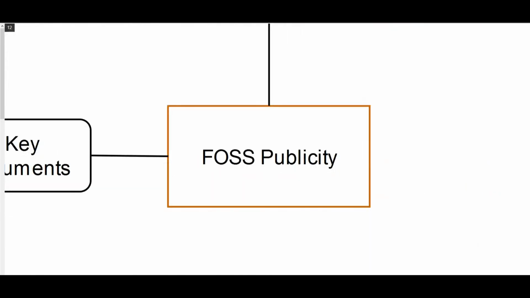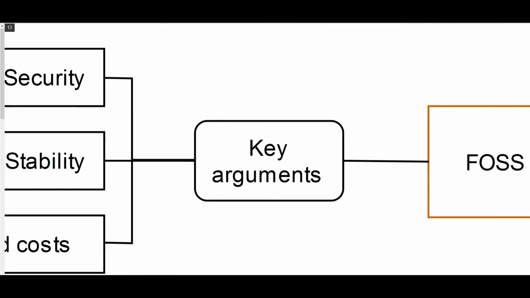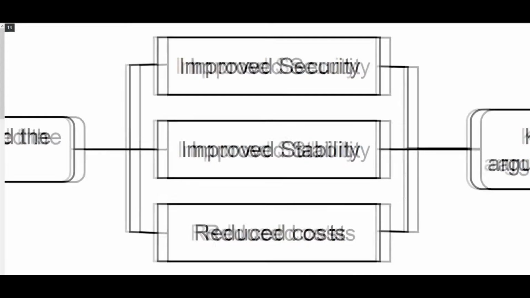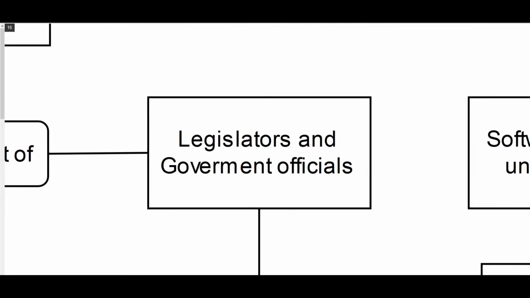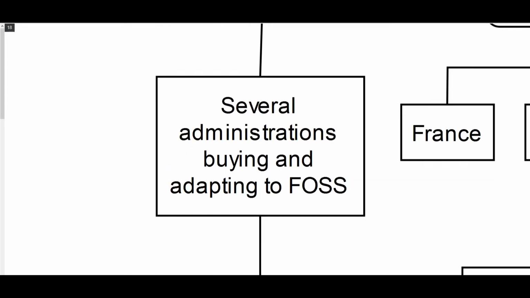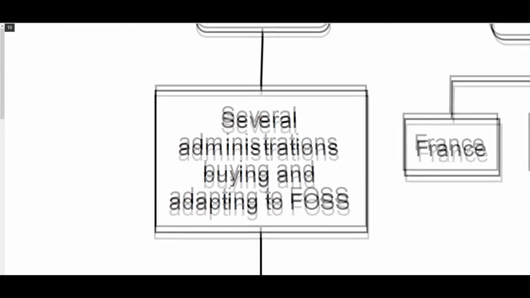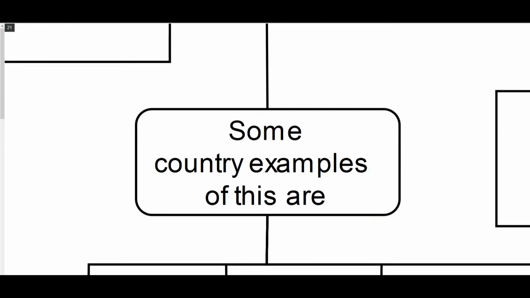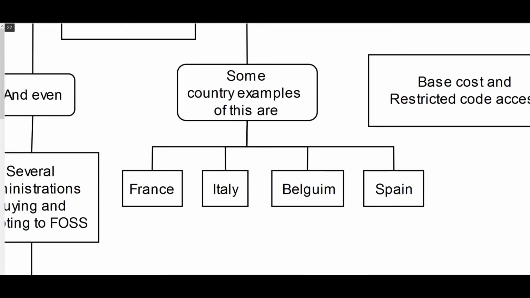Now this provokes some publicity for free open software, with the key arguments being that it has improved security, improved stability, and reduced costs. This has awakened the interest of legislators and government officials from several countries, with the result of several administrations buying and adapting to free open software, and even promoting the usage of these free open softwares. Some country examples of these are France, Italy, Belgium, and Spain.